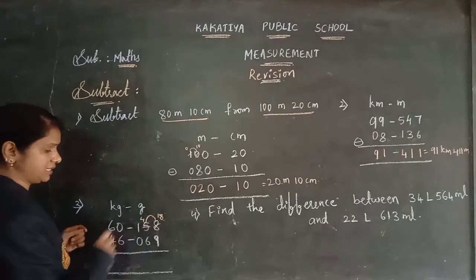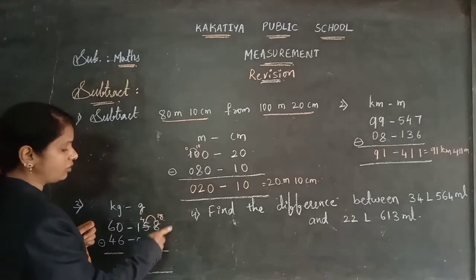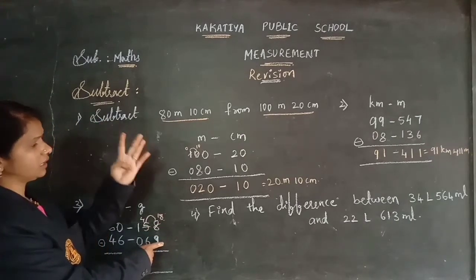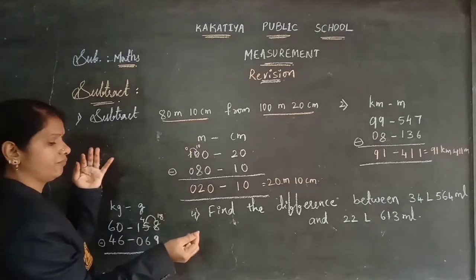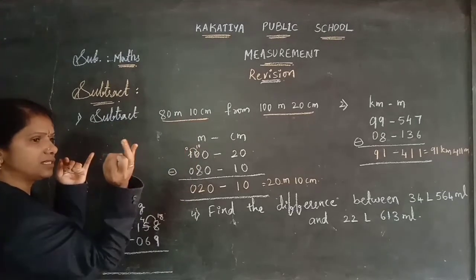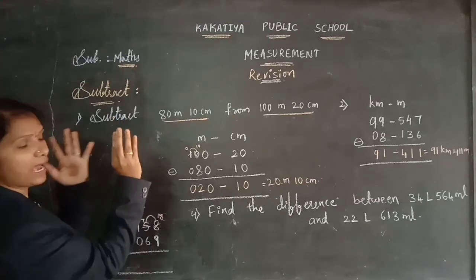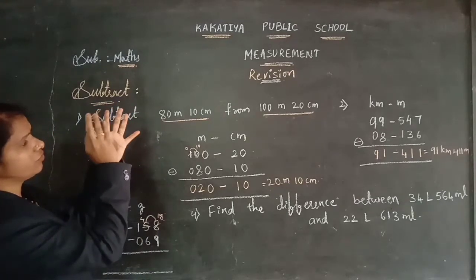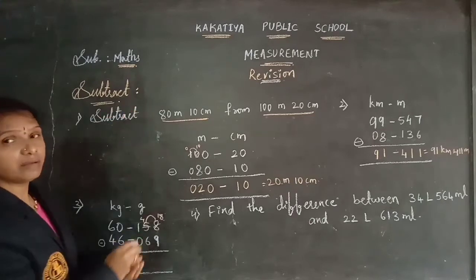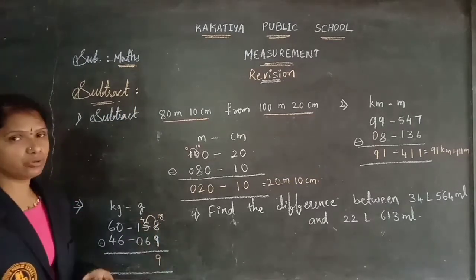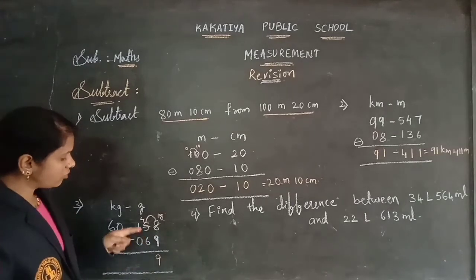Now 18 minus 9. Start counting from 9 to reach 18. 9, after 10, 11, 12, 13, 14, 15, 16, 17, 18. To reach 18 I required 1, 2, 3, 4, 5, 6, 7, 8, 9. 9 numbers I required. So 9 here. 18 minus 9, you will also get 9. Okay, now 4 minus 6.